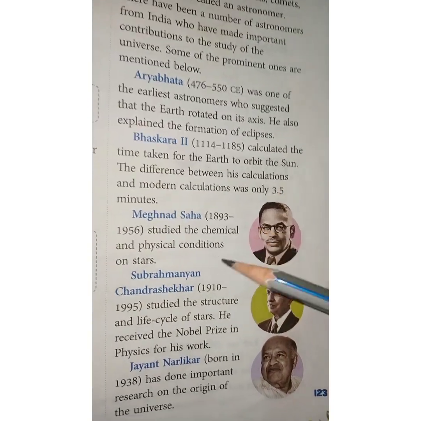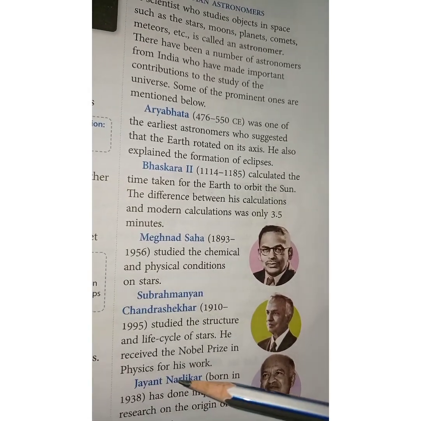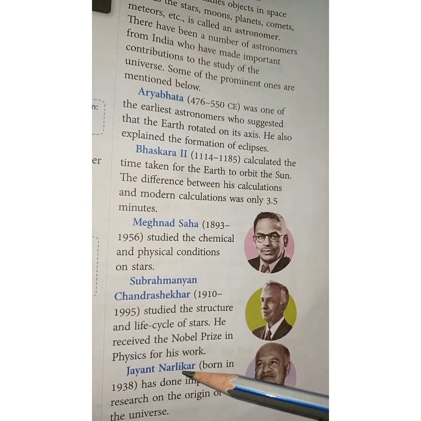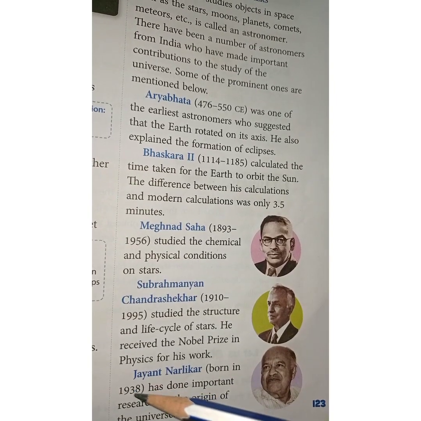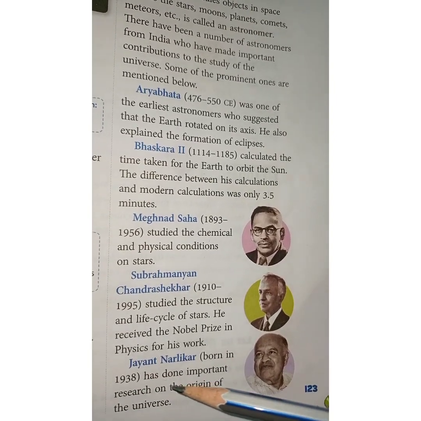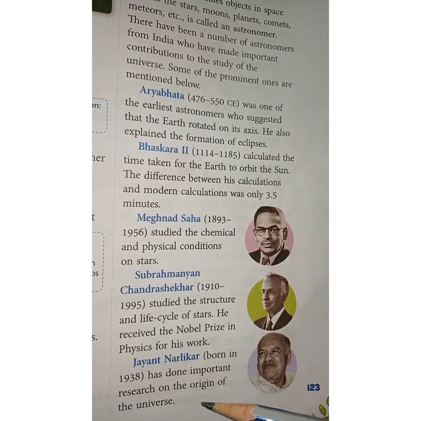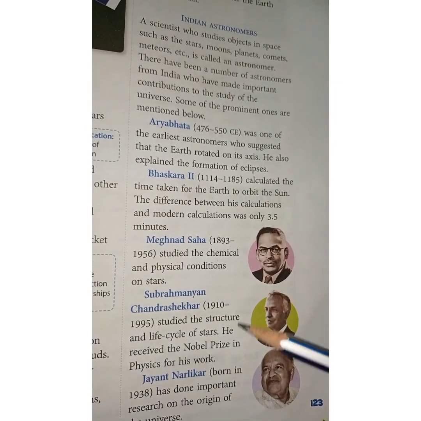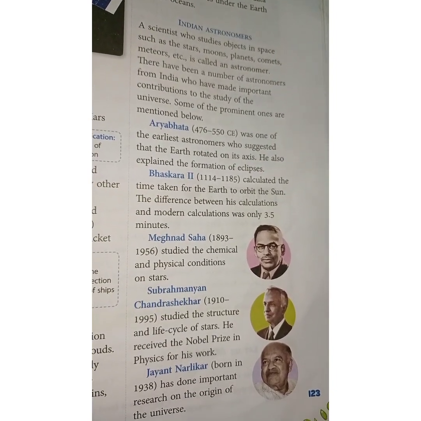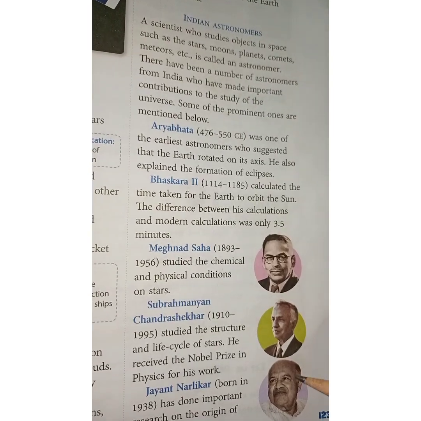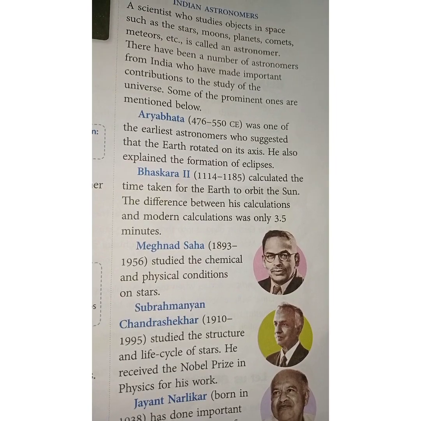The last scientist of India whom we are going to discuss in this lesson is Jayant Narlikar. He was born in 1938. He has done important research on the origin of the universe. So these are the renowned scientists, or we can say the astronomers, whom we have discussed in this lesson. Hope all the parts which I have told are clear.